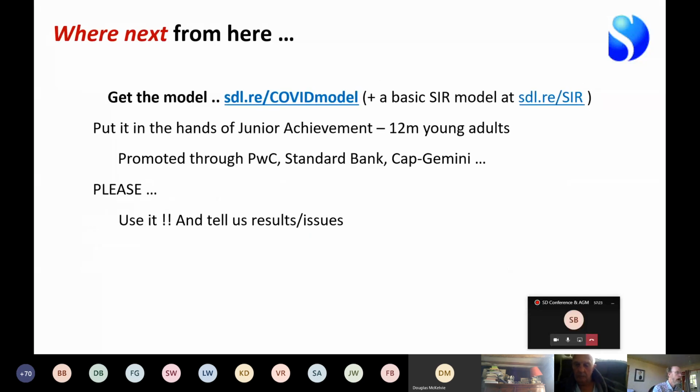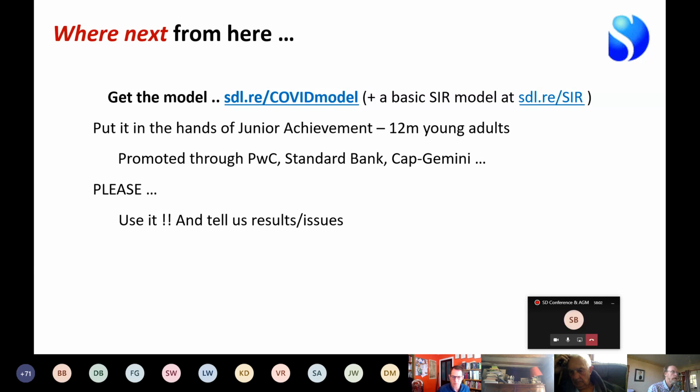Where we're going next from this, first of all, just go get the model. It's at that link there. For anyone who's completely new to these SIR models, there's a very, very basic SIR model at the right-hand link there. And our aspiration all the way through here is to put this in the hands of ordinary people. So we're currently in discussion with an organisation called Junior Achievement, which is basically a worldwide network to support young adults to help them get on in life, kind of outside of the educational hierarchy.